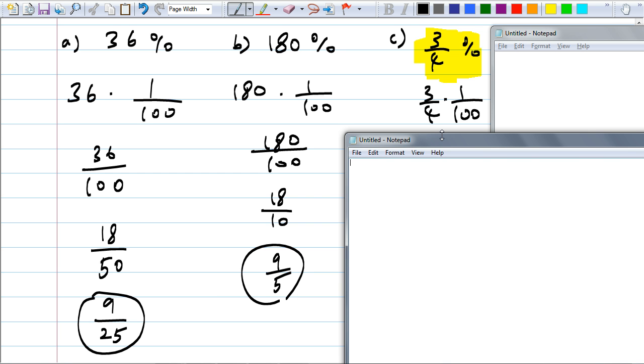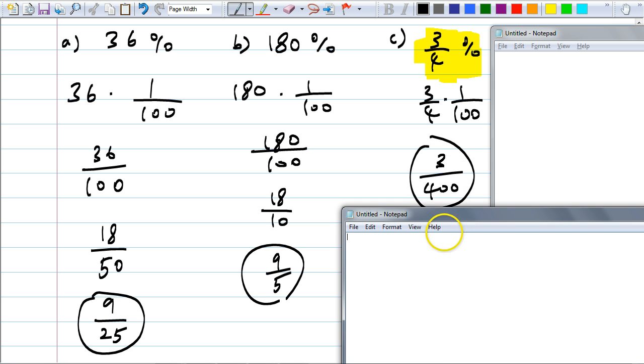Yeah, 3 over 400. That's what it means. Okay, so that's it. Don't write 75. Every time people see 3/4, they automatically think 75. 3/4 by itself is 75%. It's the other way around. But if I ask you 3 over 4%, this is less than 1%.